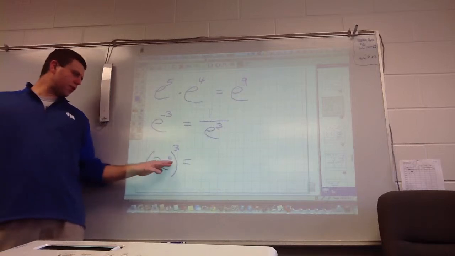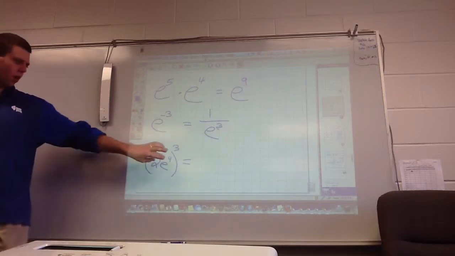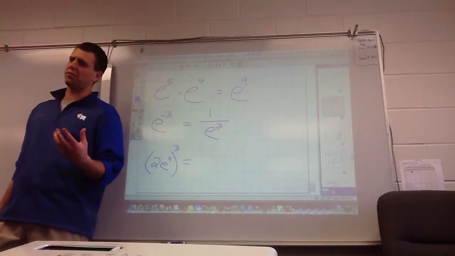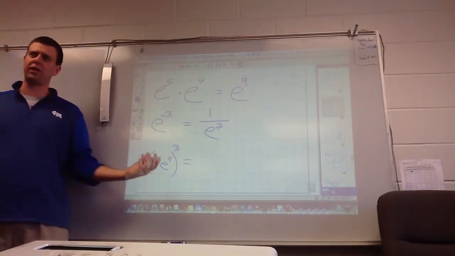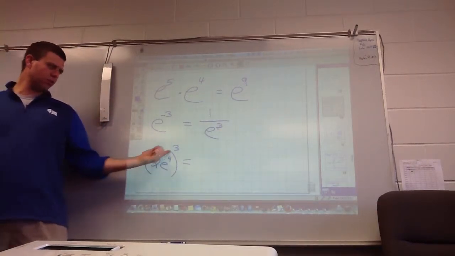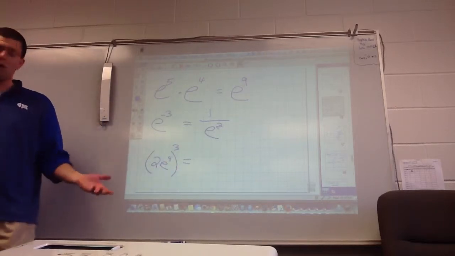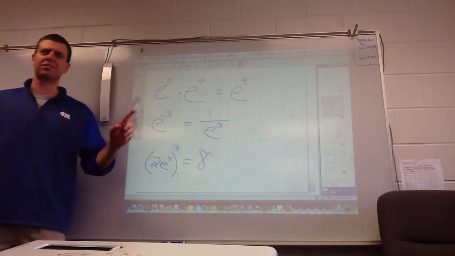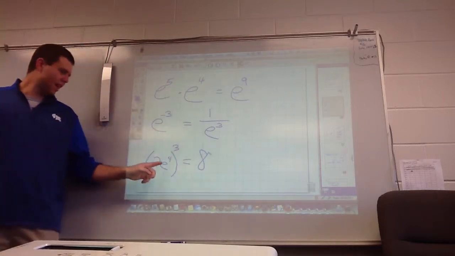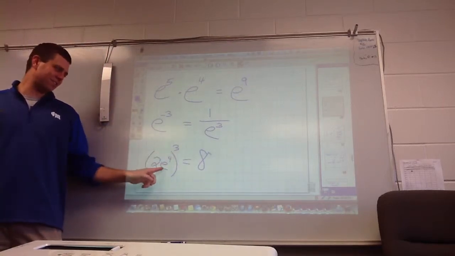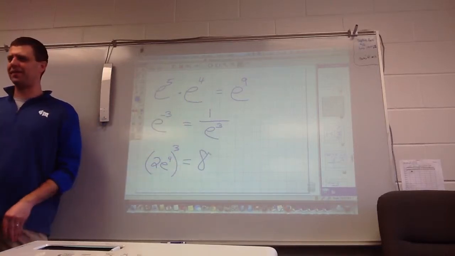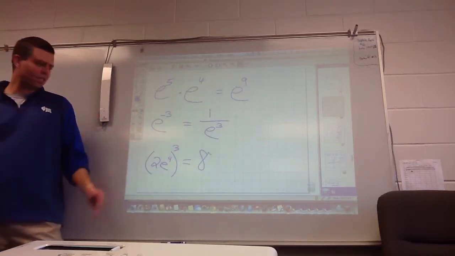Now 2e to the 4th, all of that raised to the 3rd power. You can either multiply it by itself 3 times, or just raise both things to the 3rd power. 2 to the 3rd power would be 8. Good. Nobody said 6 in this class. That's good. Usually it's guaranteed 6. E to the 4th to the 3rd power, power to a power, so e to the 12th.